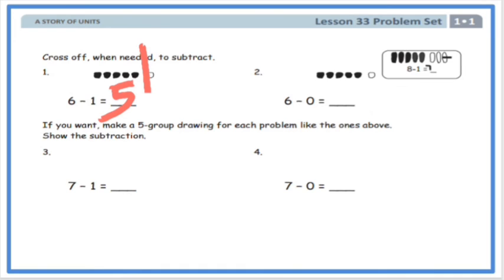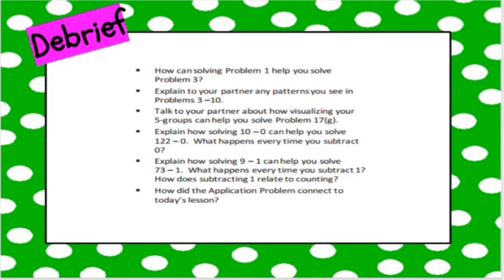Here you have 6 minus 0. 0 means nothing, so I'm not going to cross out anything. So the answer remains what? 6. Here we have 7 minus 1. That means I'm to count 7 circles and take away 1, and that leaves us with how many? With 6 circles. And we have 7 minus 0. That means I'm to take away nothing from the 7, and that leaves us with what? 7. Okay.